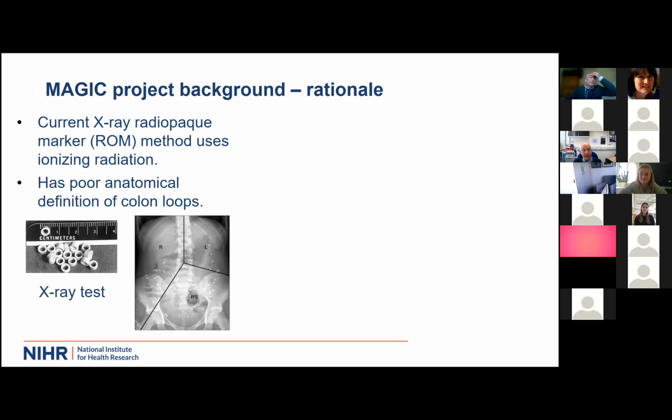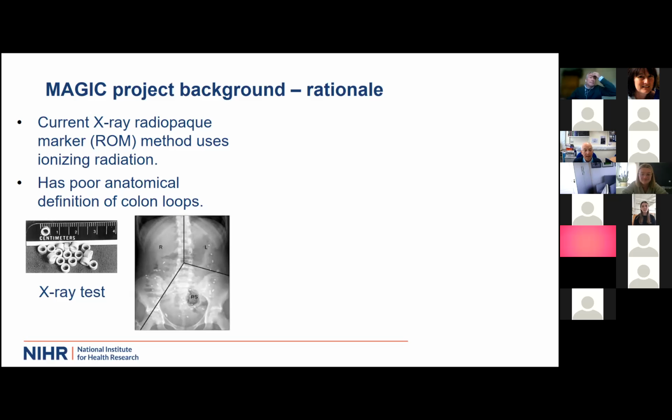There is an old method from the 1980s to measure the whole gut transit time, one of the most common ones, which is called the X-ray radiopaque markers, or ROMs. This is where you give people loads of little pellets, often on several days, to load the bowel, and then you can take an X-ray, shown here in the picture, and you look at how far these pellets have progressed or not.